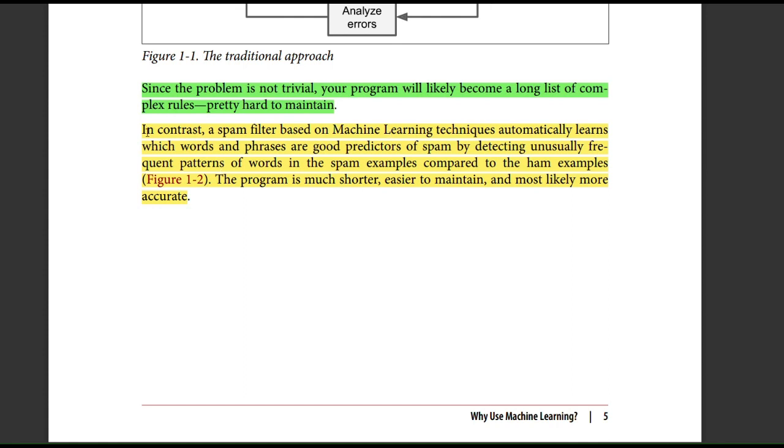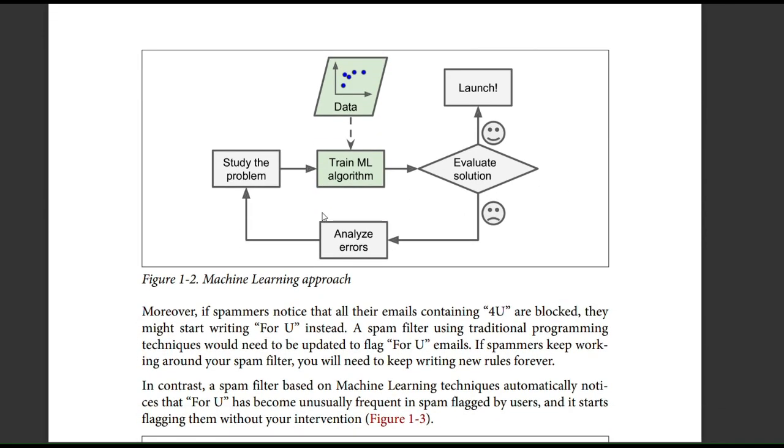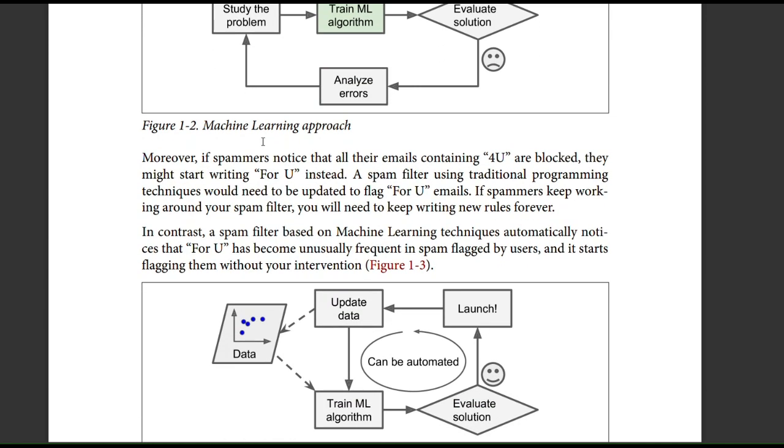In contrast, let's just read this paragraph again. A spam classifier built on machine learning techniques automatically learns which words and phrases are good predictors of spam by just detecting the unusually frequent patterns of words that are present in the spam examples compared to the ham examples. So this program is much shorter, easier to maintain, and most likely more accurate. This is what the machine learning approach looks like. Just study the problem, train the ML algorithm, feed the data, evaluate the solution, analyze the errors, and then launch once we have a good evaluation metric.